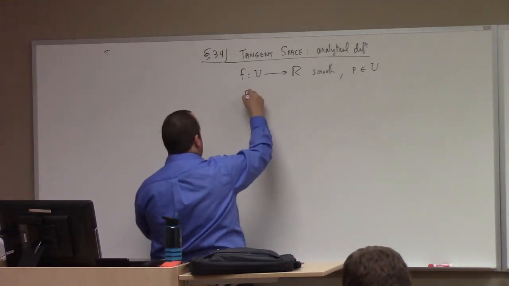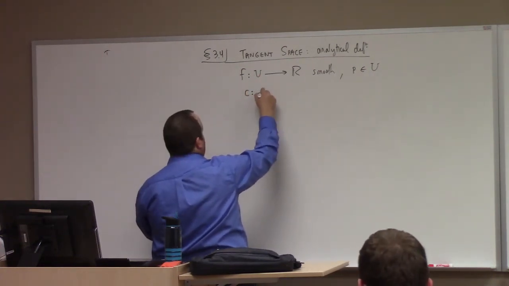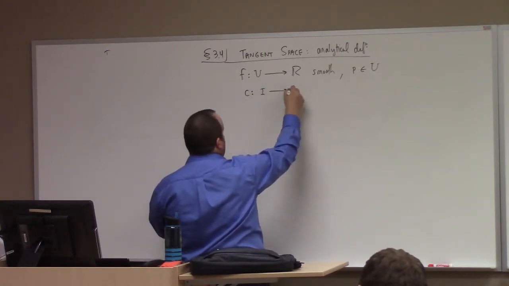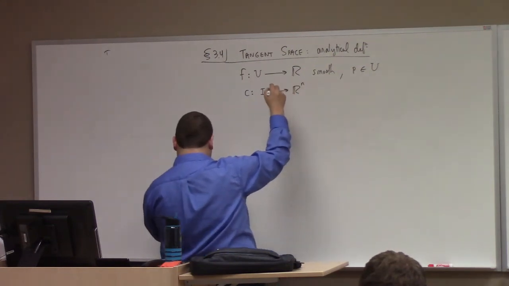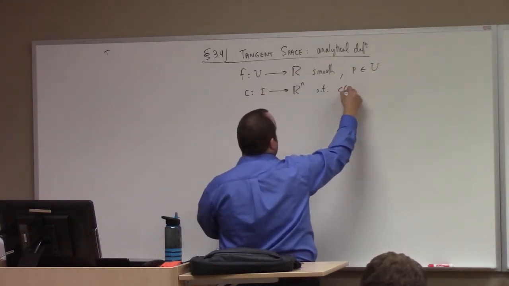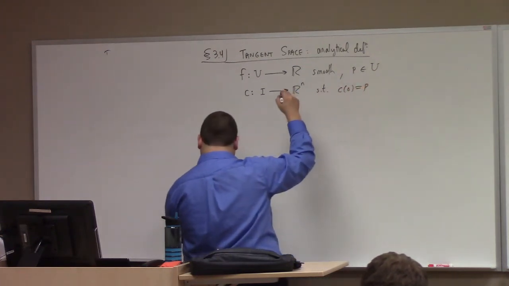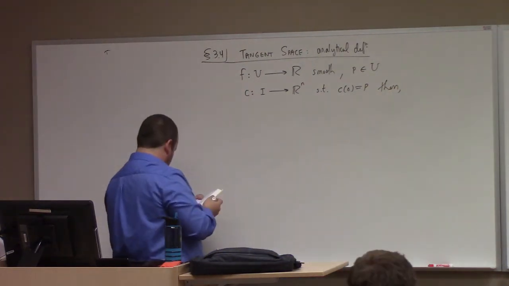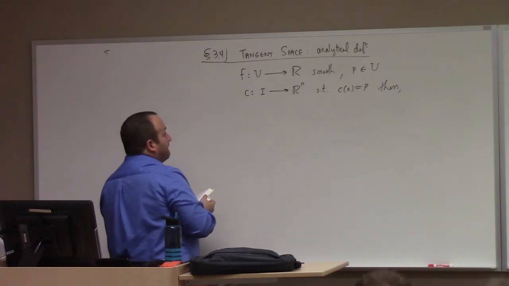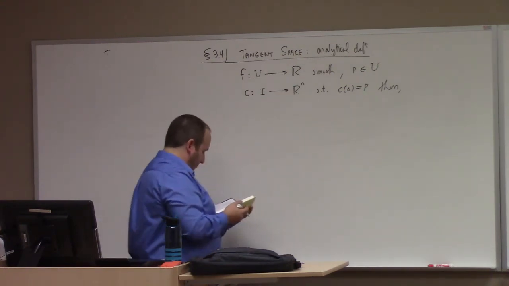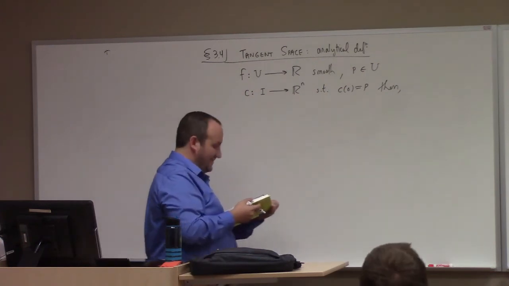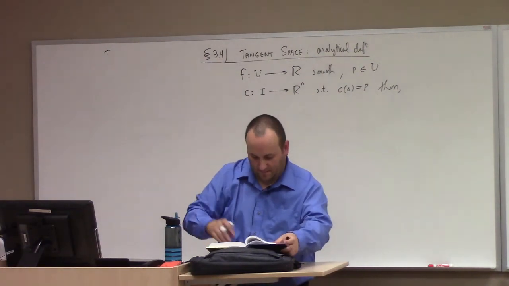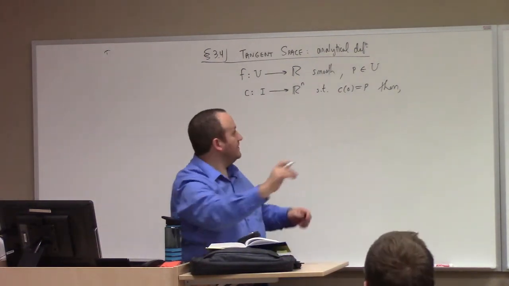And if we have c, right, which is a curve, say a smooth parametrized curve from I to Rn, such that c of 0 is equal to P, right, then... oh, I'm sorry, I've forgotten a very important little side note here. Where is U? Right. Thank you.